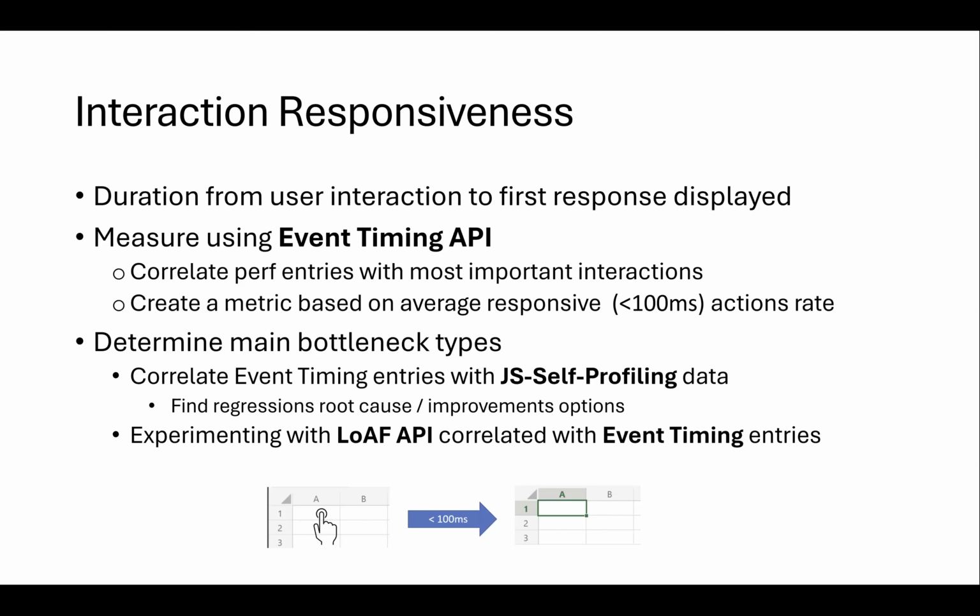The next challenge is determining bottlenecks. When we have unresponsive interactions that are higher than 100 milliseconds, the challenge is to know what's causing them to be longer, essentially why the main thread is blocked for too long. In many cases, it's JavaScript, and we heavily use the JavaScript self-profiling API. We aggregate it, correlate it with the event timing entries, and create tools that allow us to drill down and understand for each interaction specifically what was the bottleneck, what JavaScript was running and blocking the main thread.